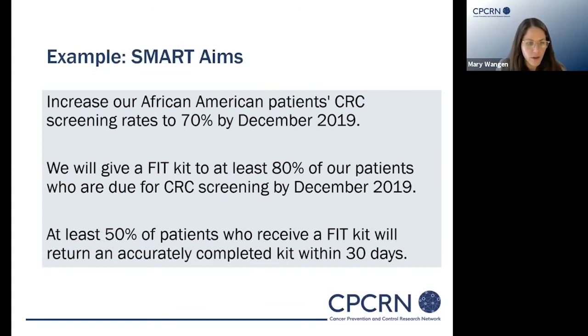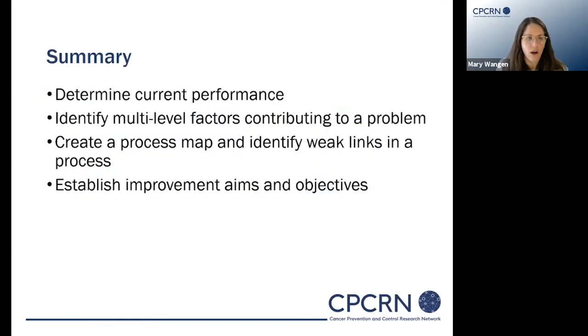So now that we have our goals, that's where we're going to stop today. So we covered a lot. We talked about how to identify our current performance and create an assessment, and then use that to identify multi-level factors that contributed to our problem. We talked about creating process maps and gap analyses to identify weak links in the process. And then we learned how to write our goals.